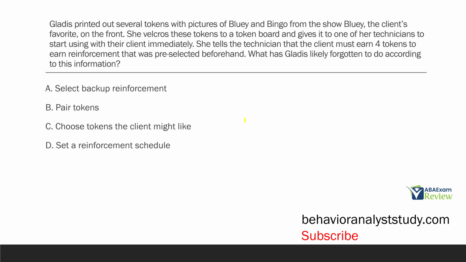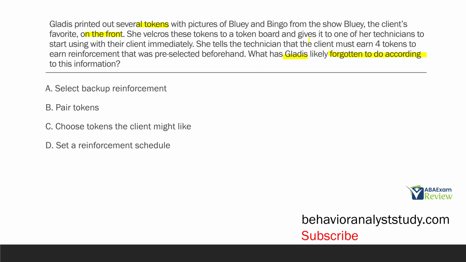So we've got kind of a not question, but it's more of an intervention evaluation question, because we're looking at what Gladys hasn't done according to the information. So what do we know about Gladys so far? Well, she printed out tokens with pictures from the client's favorite show on the front. So immediately we can start to think along the lines of a token economy. Gladys is preparing this token economy for her client.